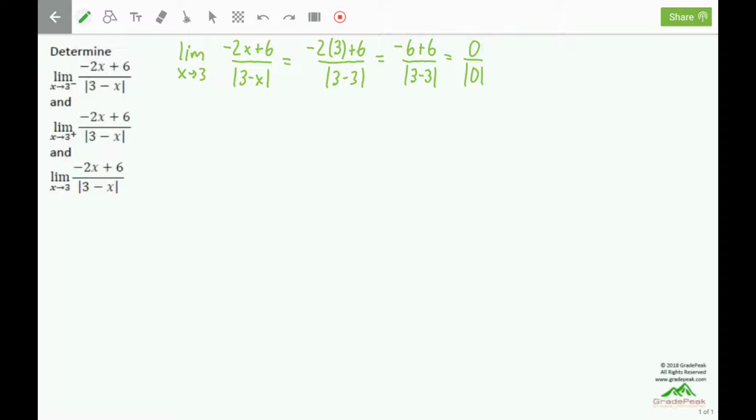Since the limit results in a 0 within the absolute value, it is required that we work out each side of the limit separately. So we will now look at the left-sided limit, indicated by the negative superscript on the 3, and the right-sided limit, indicated by the positive superscript on the 3, of that same expression: negative 2x plus 6 over the absolute value of 3 minus x.